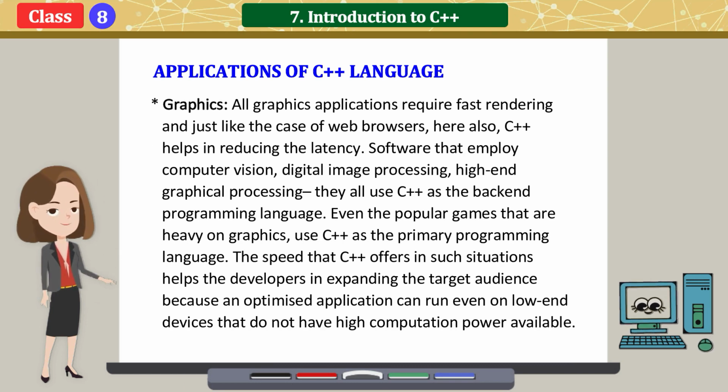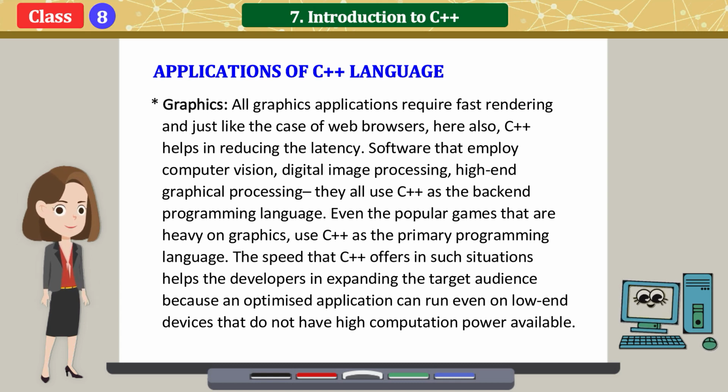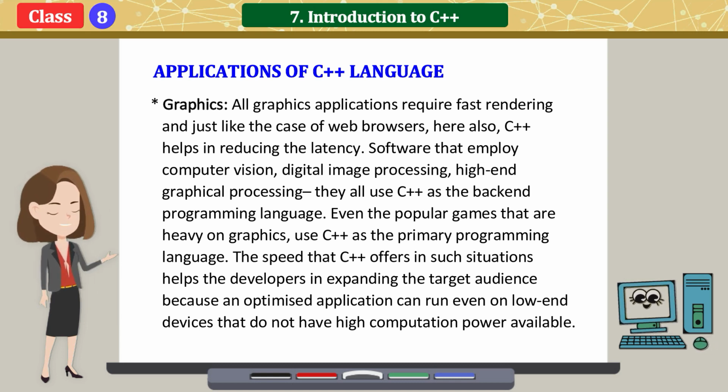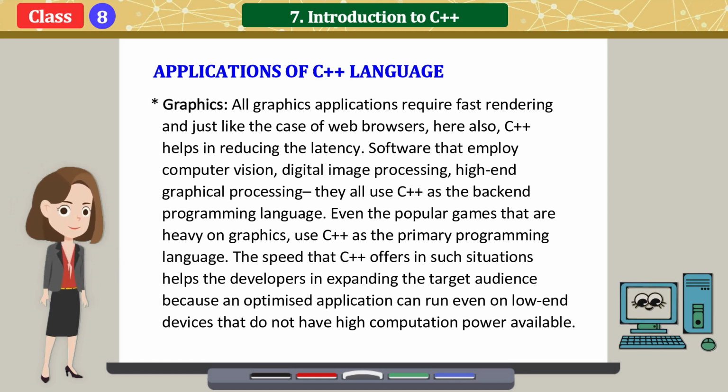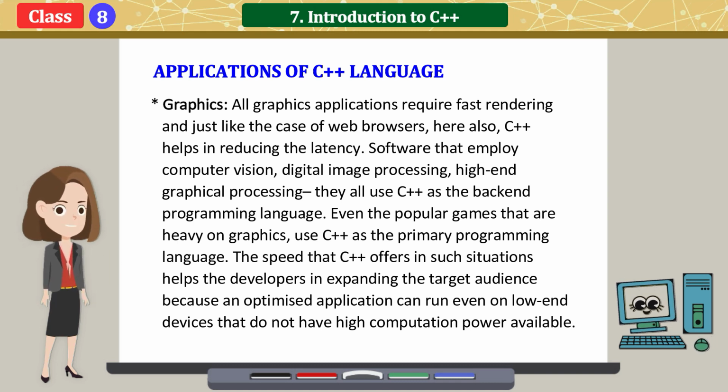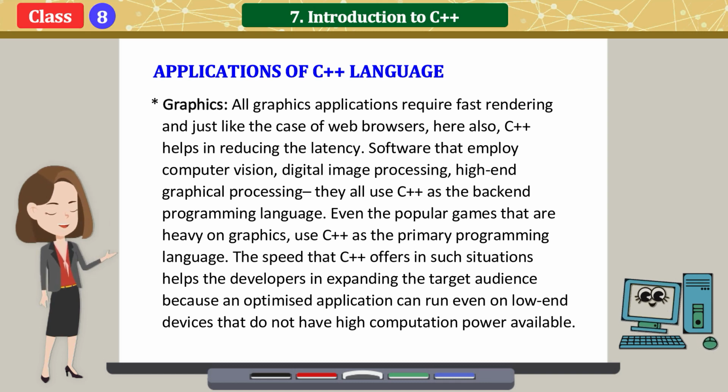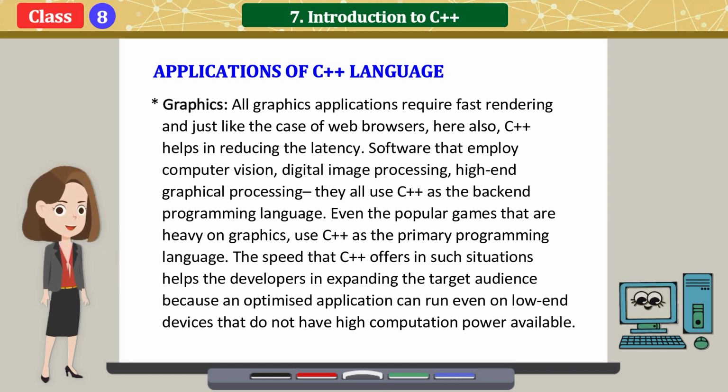Graphics. All graphics applications require fast rendering, and just like the case of web browsers, here also C++ helps in reducing the latency. Software that employ computer vision, digital image processing, high-end graphical processing, they all use C++ as the backend programming language. Even the popular games that are heavy on graphics use C++ as the primary programming language. The speed that C++ offers in such situations helps the developers in expanding the target audience because an optimized application can run even on low-end devices that do not have high computation power available.